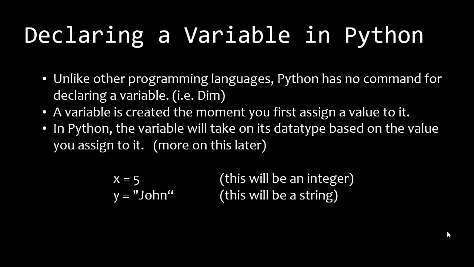That's all you do. In Python, the variable will take on the data type based on the value you assign to it. We're going to talk more about this later because we can get more specific if we need to. But in this case, x equals 5, so x will be an integer. If we put double quotes around it, as you see there, this is going to be a string. Does that make sense? So John in y will be a string, and x is an integer.